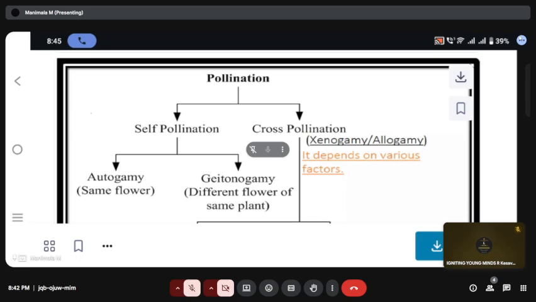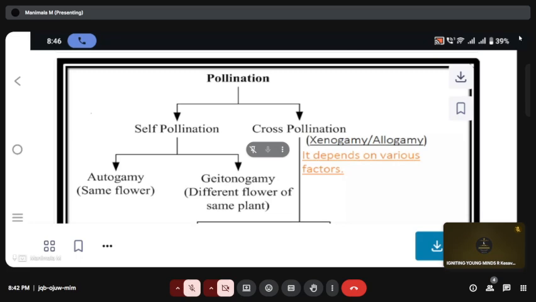So in chasmogamous, there is a possibility of what? Both cross pollination and also self pollination. Okay. And the next one, what are the advantages?